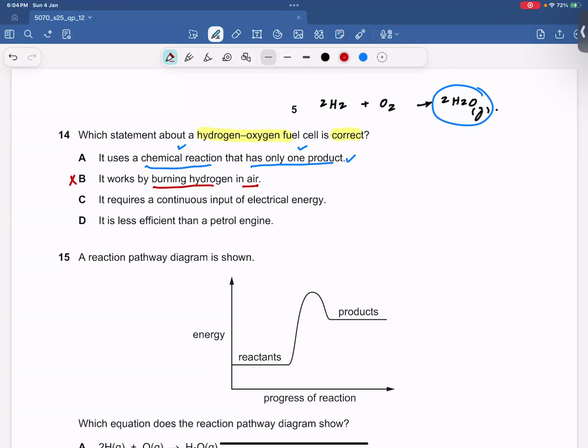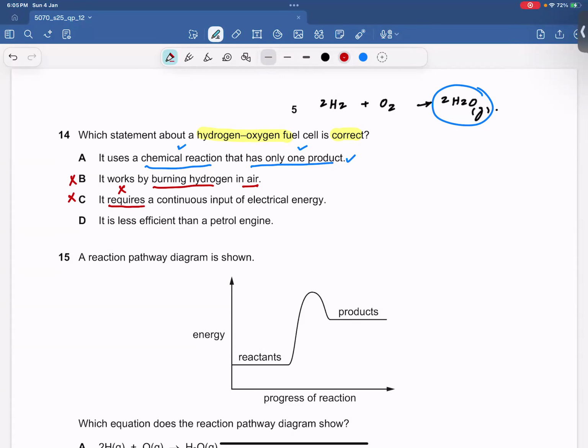It requires a continuous input of electrical energy. No, it produces a continuous amount of electrical energy, not requires, produces. Because hydrogen oxygen is an electrochemical cell in which chemical energy is converted into electrical energy. So technically electrical energy is produced. It doesn't require that.